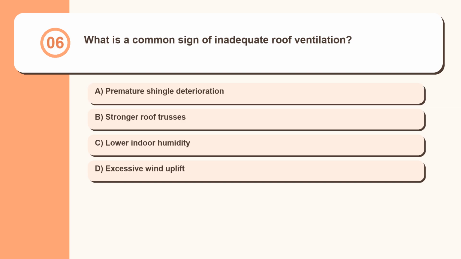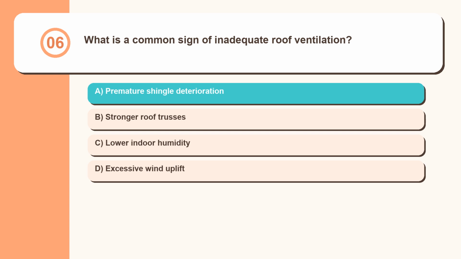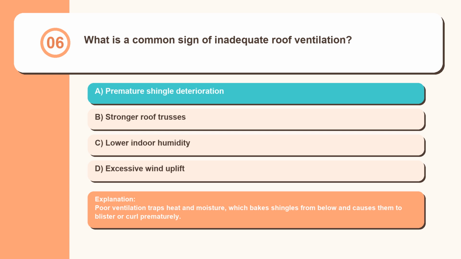Question 6. What is a common sign of inadequate roof ventilation? Premature shingle deterioration, stronger roof trusses, lower indoor humidity, excessive wind uplift. Poor ventilation traps heat and moisture, which bakes shingles from below and causes them to blister or curl prematurely.